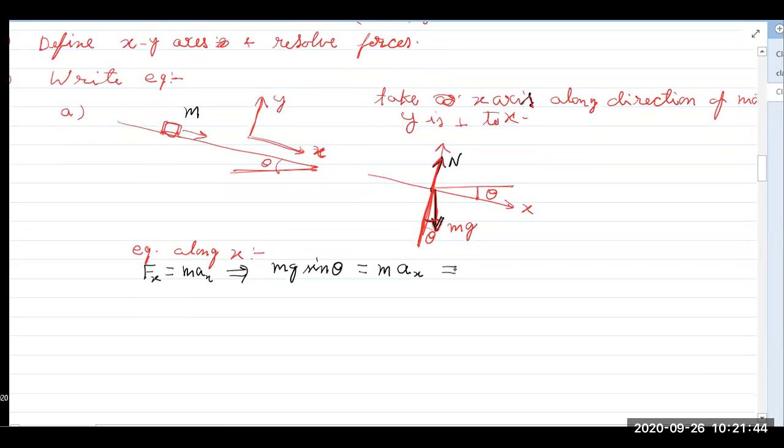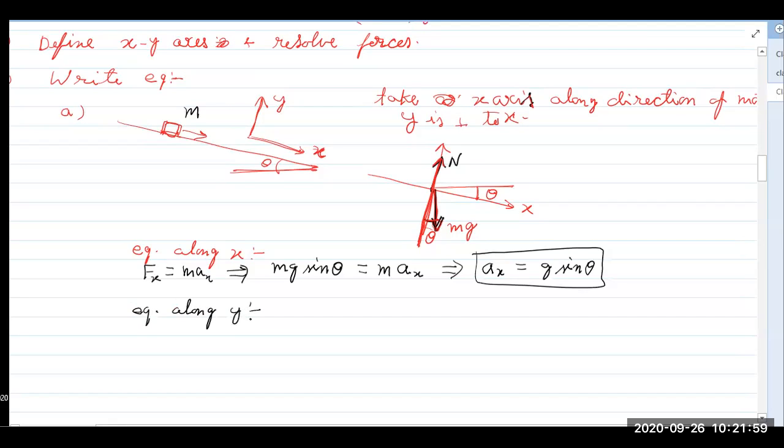And if you solve it, you are going to get a_x equal to g sin theta. So this much acceleration will be there for the object on the incline. Similarly, if we write the equation along the y direction, we have only the normal force and a component of mg. So normal is upward and mg cos theta is downward. So N minus mg cos theta, this is the net force.